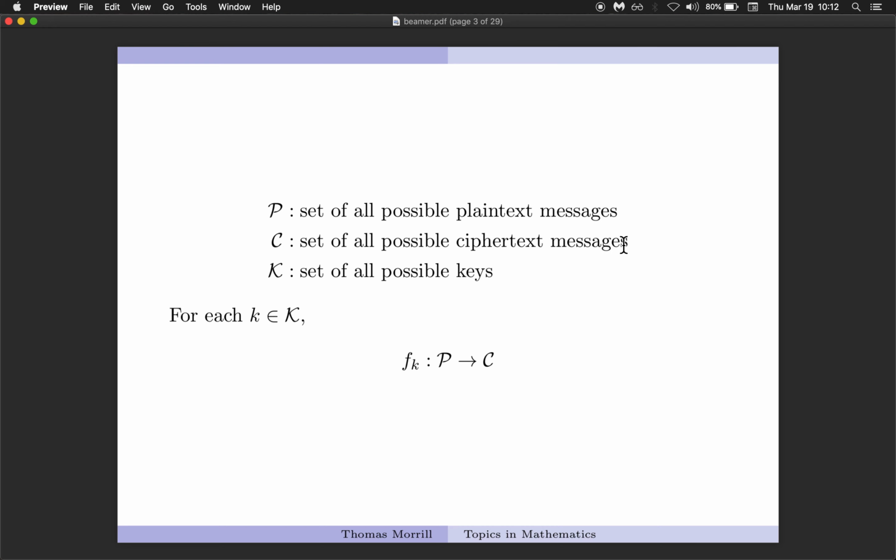So mathematically, I'd say that for each of my keys in the set K, I have some encryption function f sub k. It takes me from the set of all possible plain texts, and for each one of those, I'll have some ciphertext.